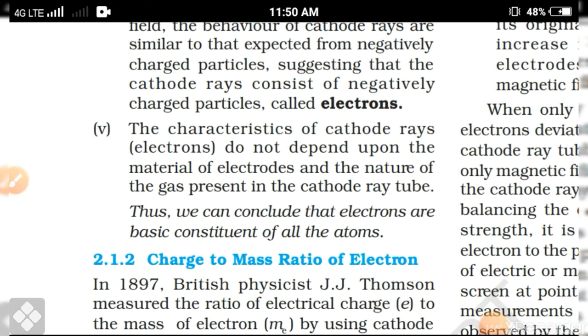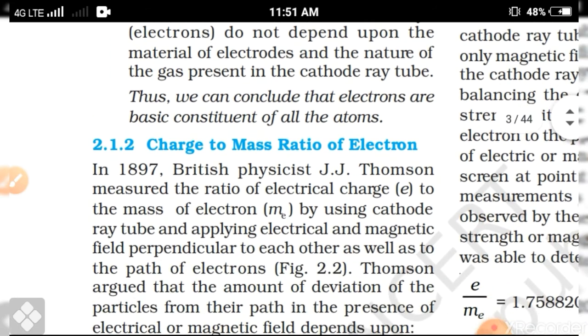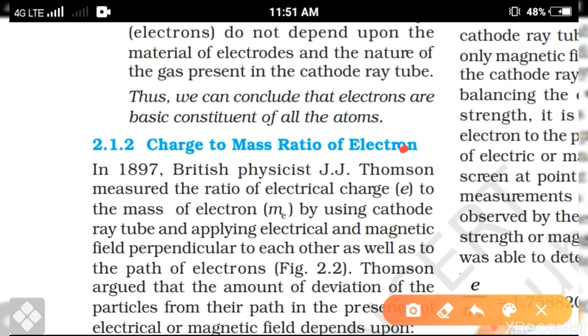Okay, let's discuss the next topic, which is known as the charge to mass ratio of electron. What is the charge to mass ratio of electron? Understand? So you know about the electron: in the previous topic we discussed that the electron was discovered by the cathode ray tube experiment, given by Faraday.